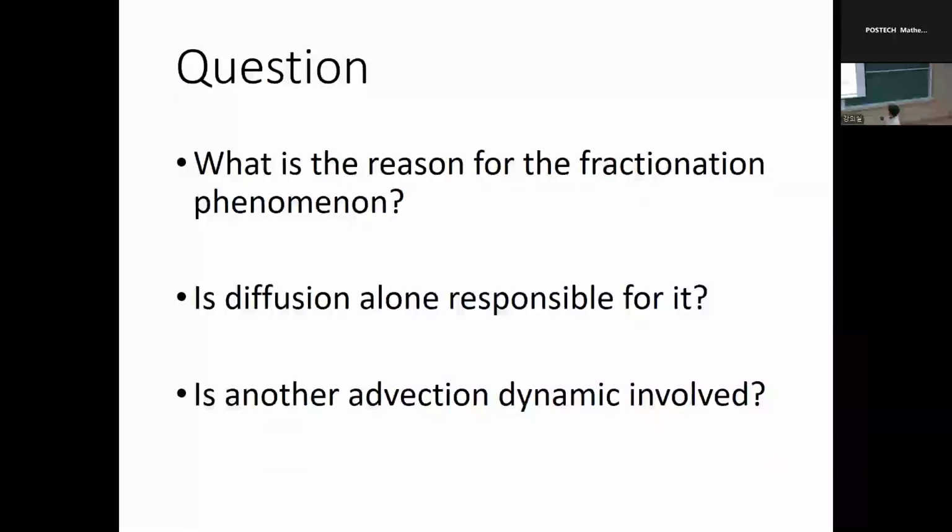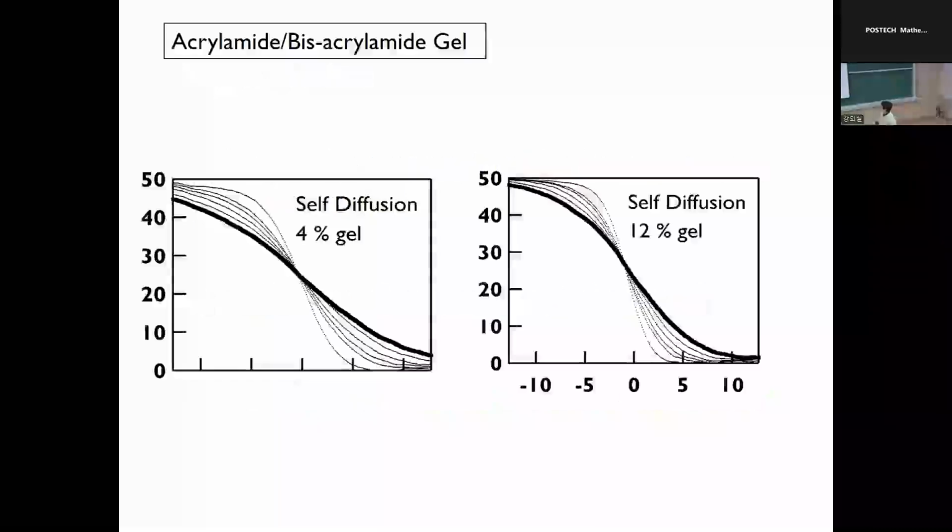So what is the reason for this fractionation phenomenon? Is the diffusion alone responsible for it? Is another advection phenomenon involved? That's the question, and our answer is there's no other advection. Diffusion alone is responsible for this phenomenon. Then how to explain that?